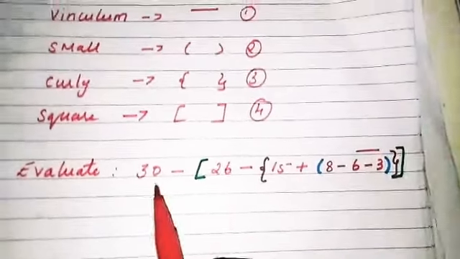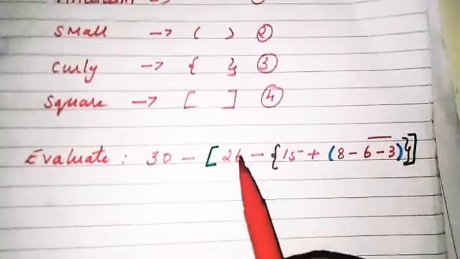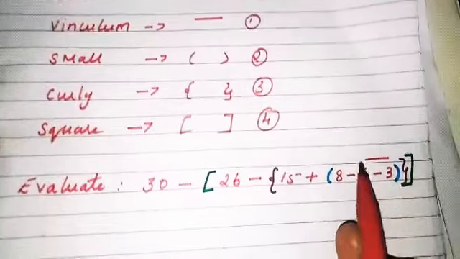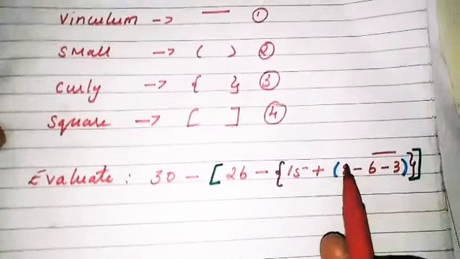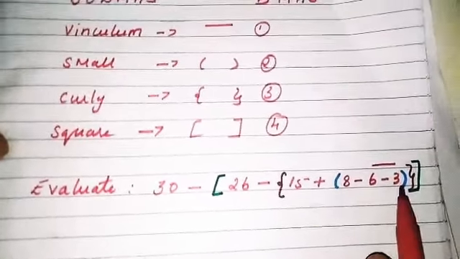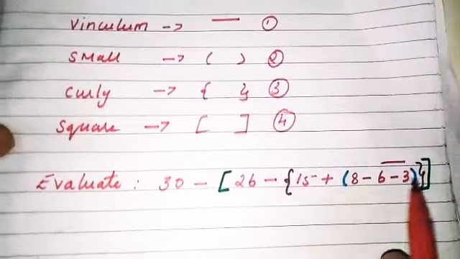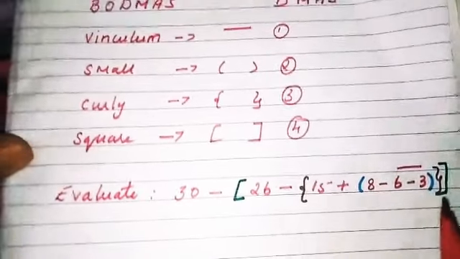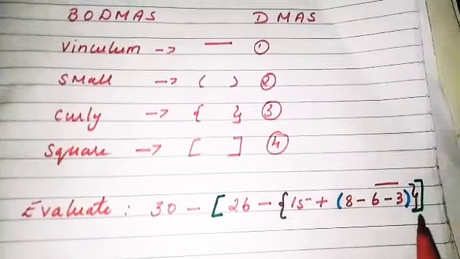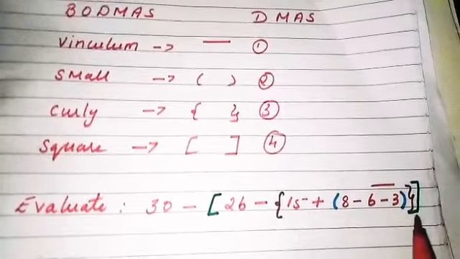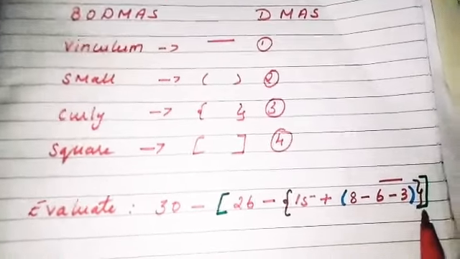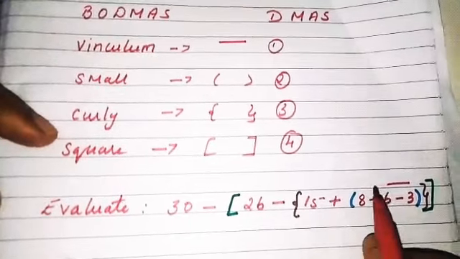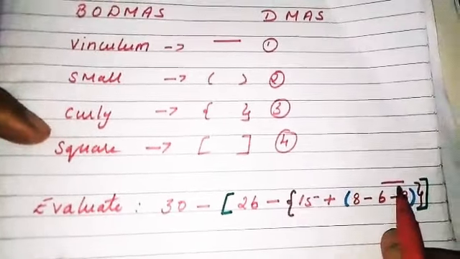Now let us evaluate this expression. I have used different colors to highlight the different brackets. I've used red to highlight the vinculum, blue to highlight the small bracket, brown to highlight the curly bracket, and green to highlight the square bracket. As I told you before, the first expression that we're going to solve is the expression that is falling under the vinculum bracket, that is 6 minus 3.